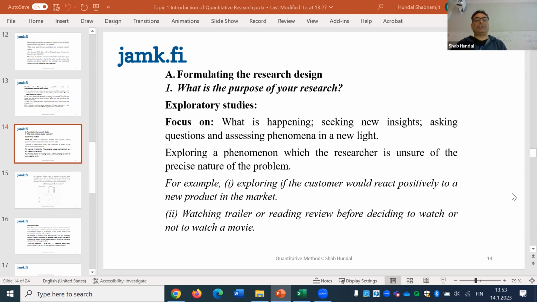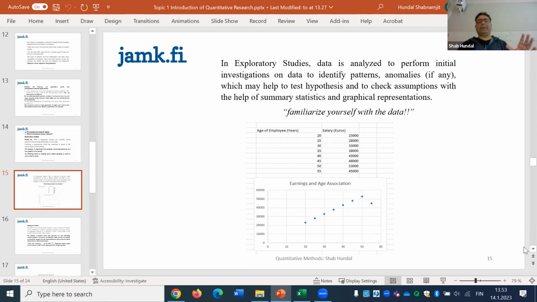So in the very exploratory type of research, the role of quantitative research is very limited. Maybe to some extent you can apply. For example, you can find after the study that, you know what, I met 1,000 people. 100 were in the age group of 15 to 17.